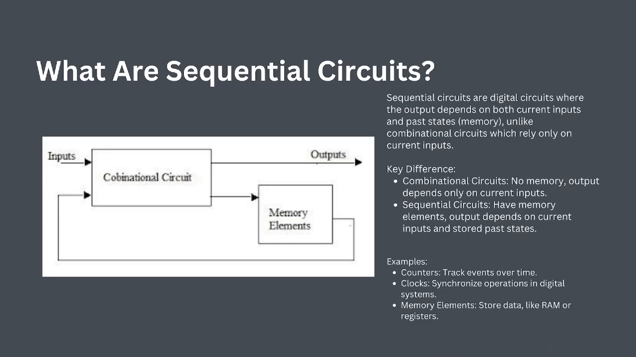Sequential circuits are unique because they rely not only on current inputs but also on past states. This memory function allows them to be used in more complex systems such as counters, clocks, and memories. Sequential circuits are widely used in applications that require past state knowledge, like timing mechanisms or storing data.